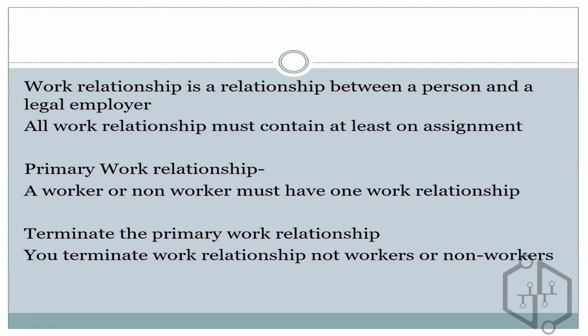Primary. So what is called a primary work relationship? There can be one work relationship, there can be two work relationships. A primary work relationship: a worker and non-worker must have one work relationship. That means one assignment on which the person is working. Assignment, you understand now? We know assignment. It is like in EBS: job, department, like that.